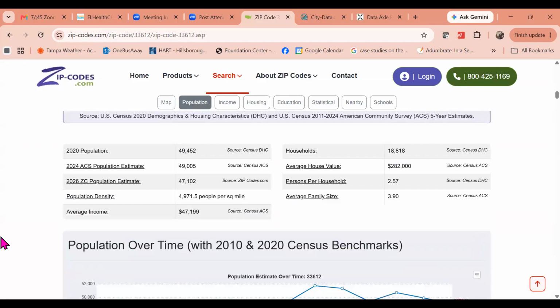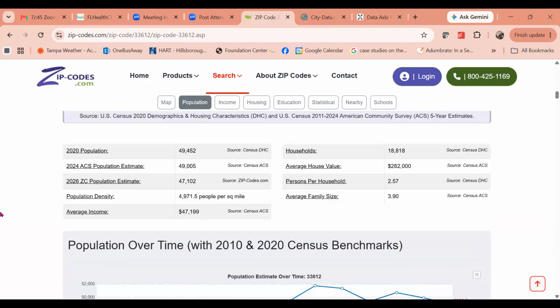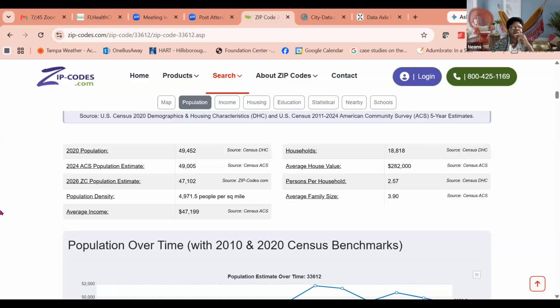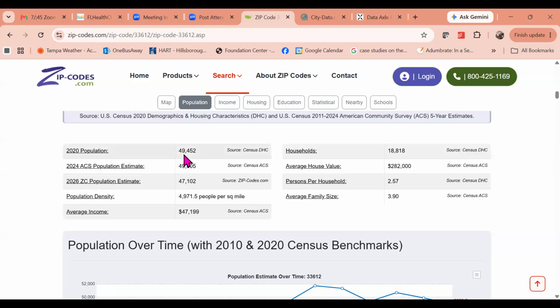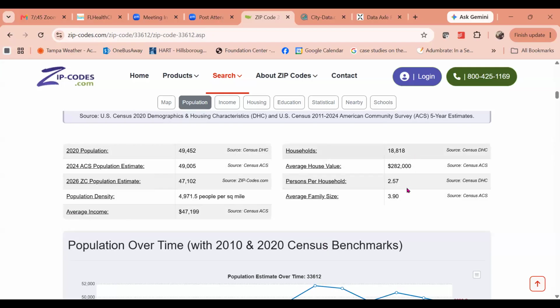Okay, again, this is the population in 2020, 2024, 2026. It went down. It looks like your neighborhood is going down. It started in 2020 with 49,000, and now in 2026 that's down to 47,000. Households again are over 18,000.